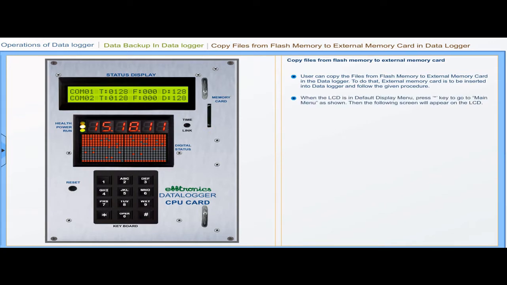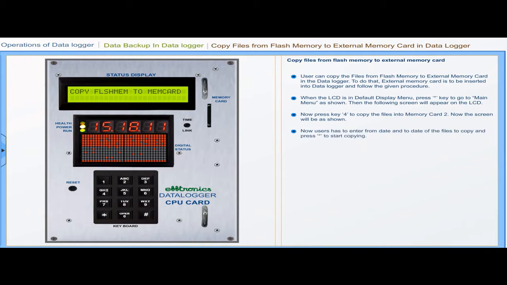When the LCD is in default display menu, press the star key to go to the main menu as shown. Then the following screen will appear on the LCD. Now press key 4 to copy the files into memory card 2. Now the screen will be as shown.